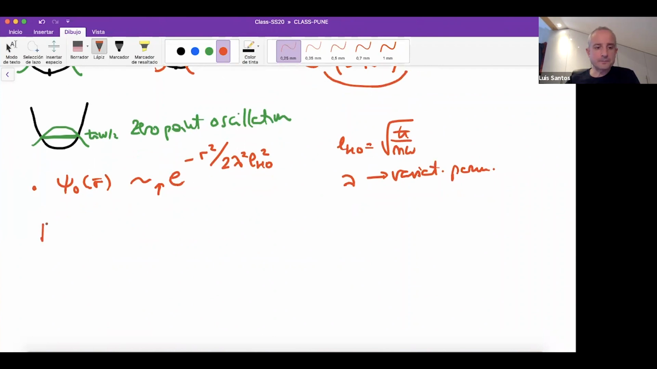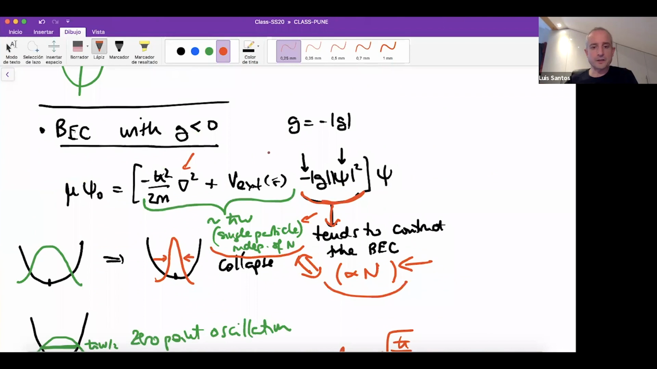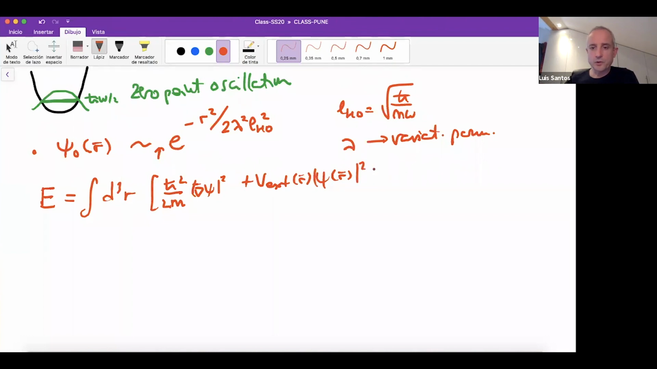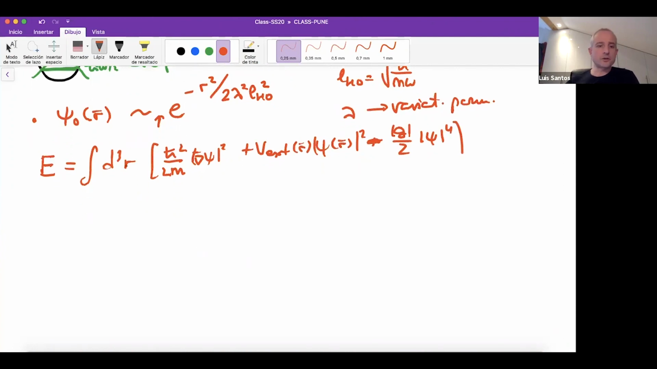Now I can calculate the energy in my system, and the energy has the contribution of the kinetic energy, the trap energy, and the interaction energy. So basically the energy is of this form: it has the kinetic energy, you have the trap energy, and you have the minus g divided by 2 times psi to the power 4. So if you plug now this variational ansatz into here, then you get something of the following form.